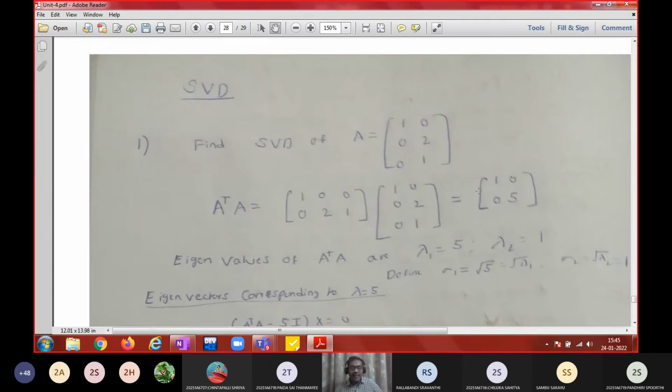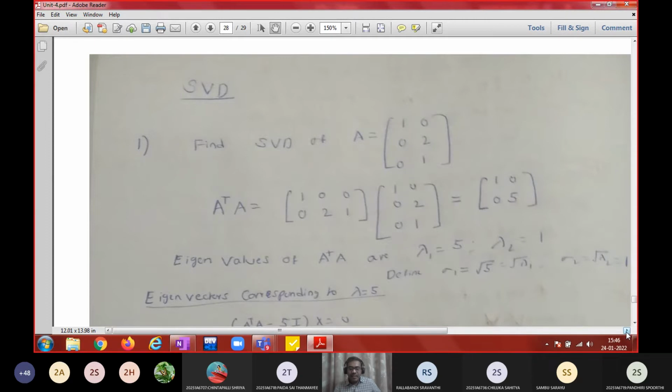which is a triangular matrix. I know the eigenvalues of a triangular matrix are its diagonal elements. Therefore, I can directly list out the eigenvalues. Eigenvalues are 1 and 5. But I arranged those 1 and 5 in decreasing order. The highest magnitude I took as lambda 1, the next highest magnitude as lambda 2. So instead of writing 1 and 5, I wrote 5 and 1.